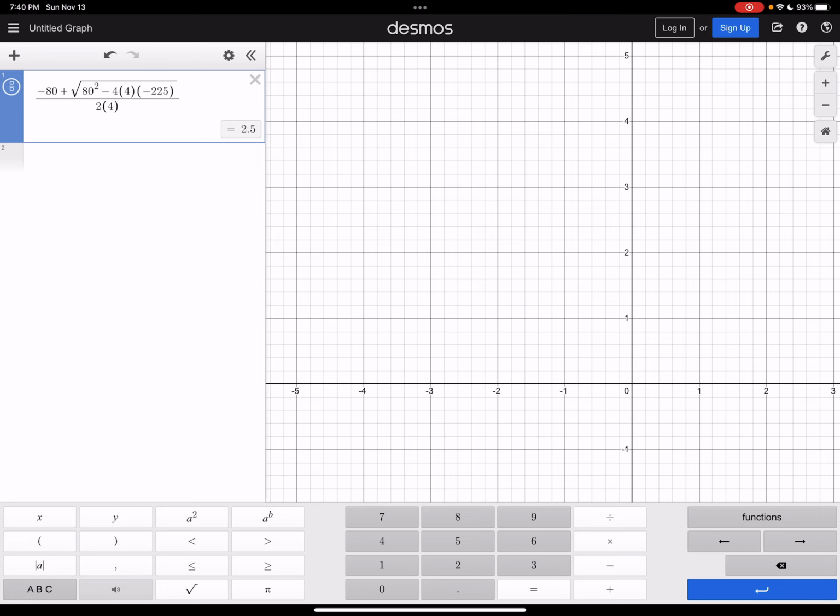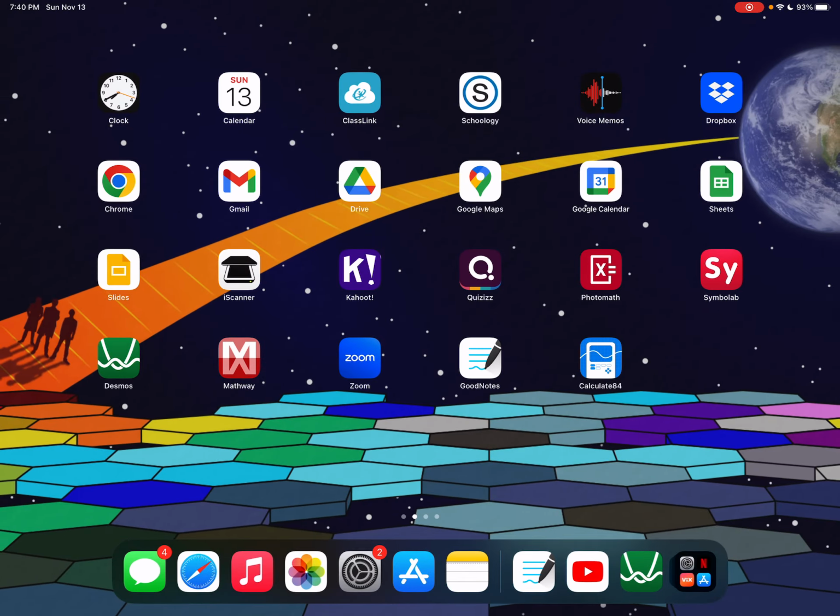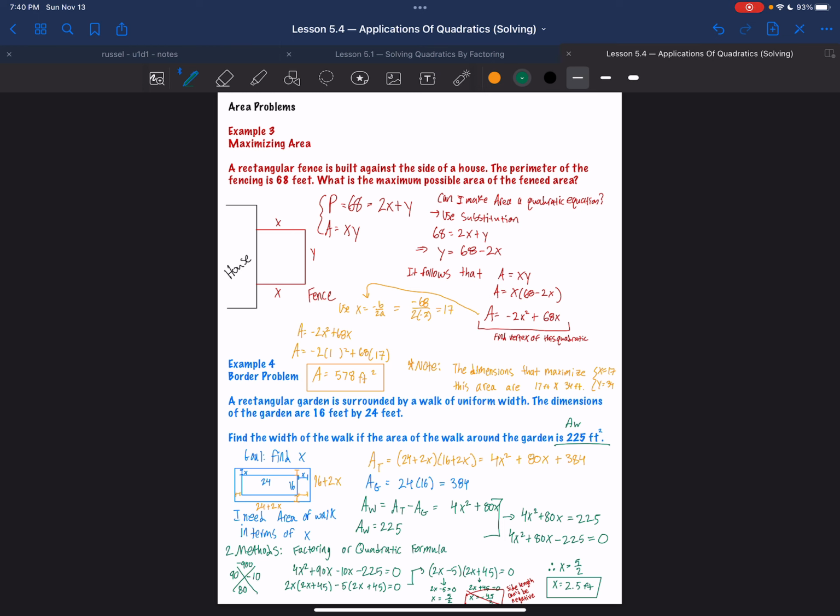Ta-da, quadratic formula. And if you change that plus to a minus, it's negative, and we don't want negative side length. So we go with the positive result, and that satisfies our problem. So multiple approaches here: you could factor, you could use quadratic formula, you could even solve by completing the square, whatever method suits your fancy.